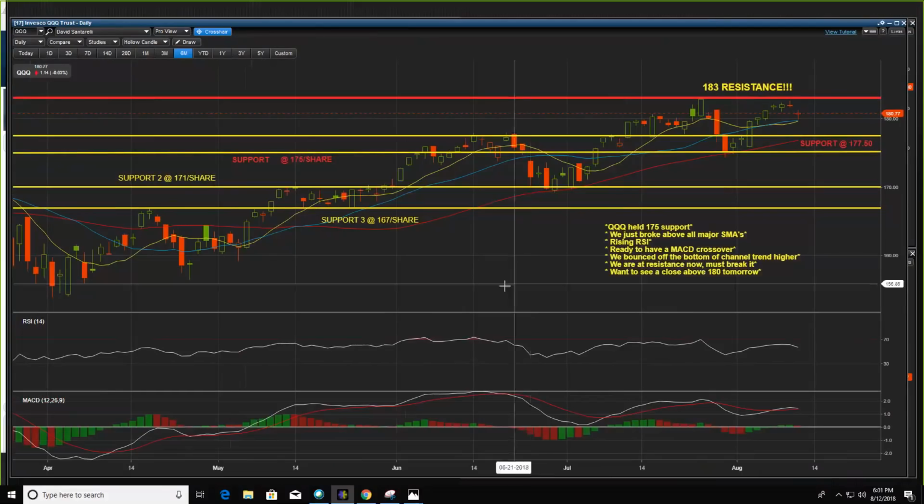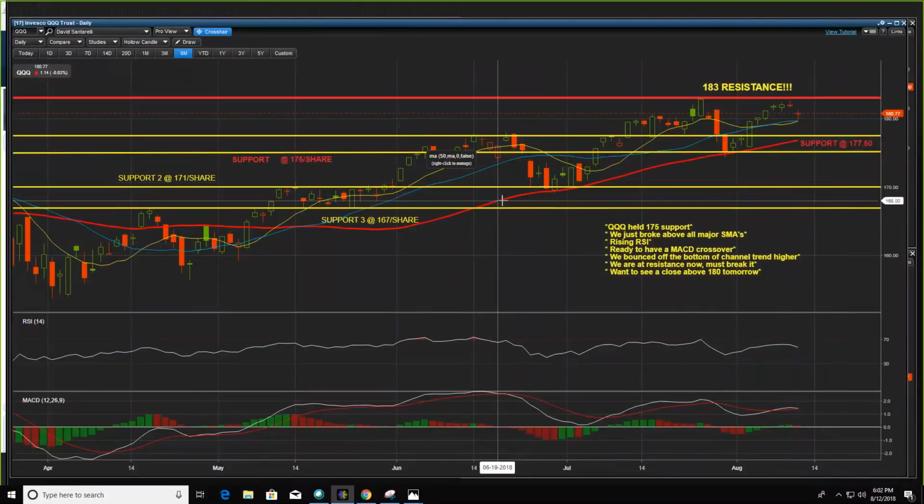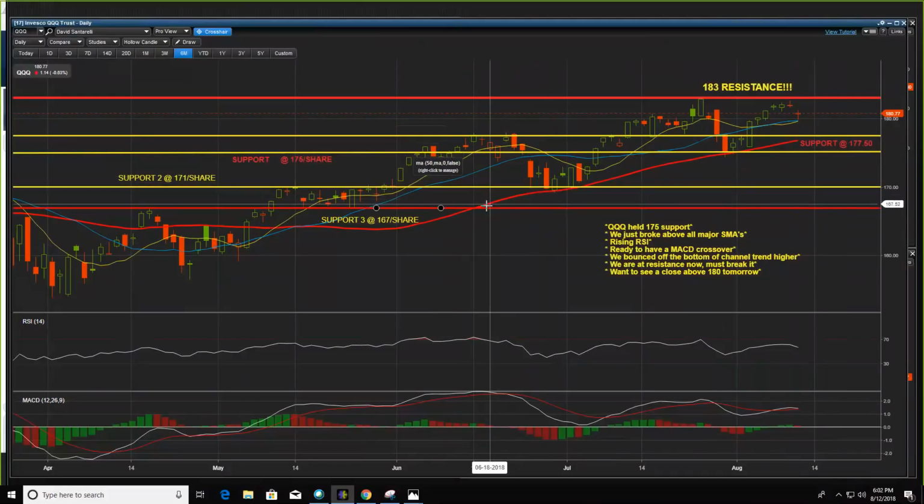Okay, so as you see here, this is the Qs, QQQ. Every chart I make, I mark up like this. So as you see here, we have support at 177.50 a share. We have resistance at around 183 a share. The SMAs I use are the 10, 20, and 50 day. And if it's a trade longer than 2 weeks out or further, I'll also use the 200-day SMA. If it's a short day trade, I'll also use the 5-day. But on your charts, you should always have the 10, 20, and 50-day SMAs to help you along with a trade.